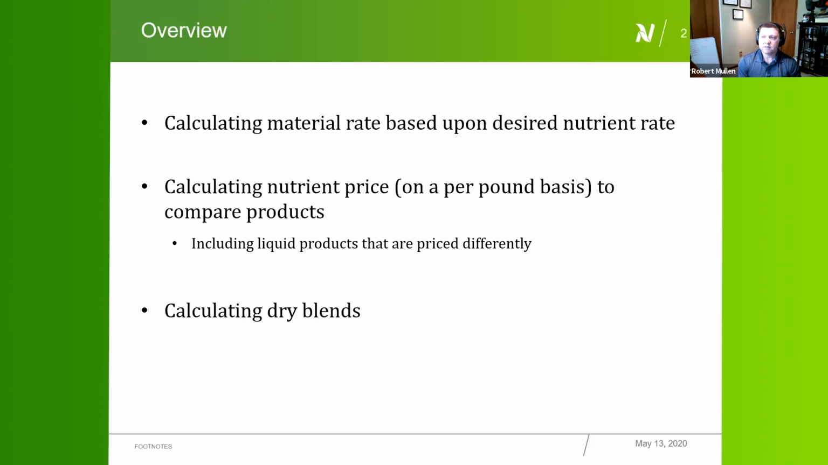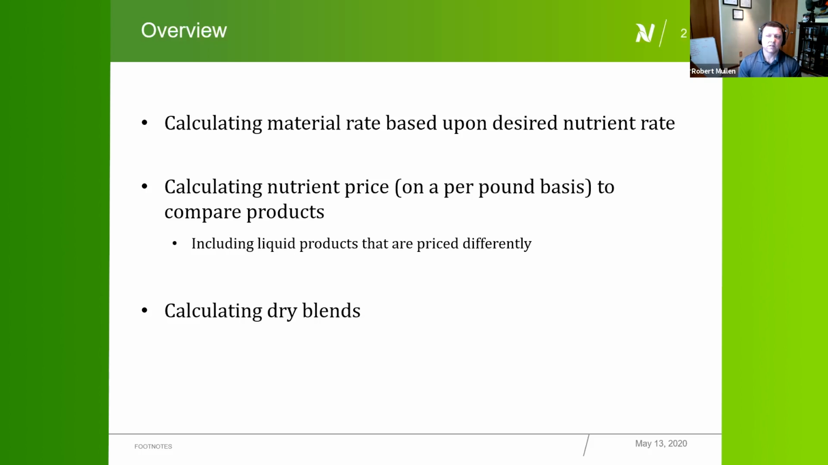So we're going to calculate a material rate based upon desired nutrient rate. This is a fairly straightforward calculation that any of us who have tried to buy a bag of fertilizer from your local co-op, a local ag retailer, or even a big box store have faced. You're trying to decide, okay, based upon my desired nutrient rate, how much of this product do I have to supply to achieve that rate? That's where we're going to start.